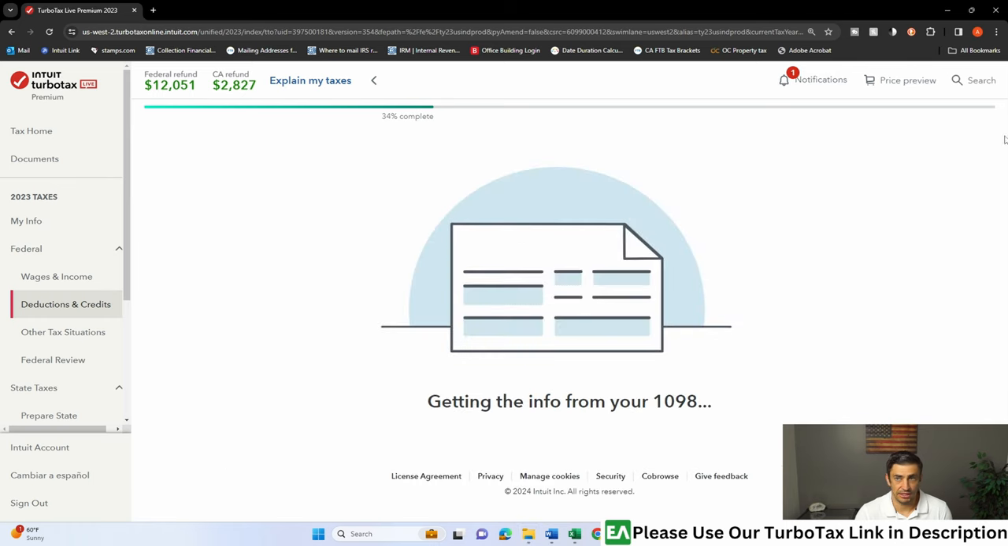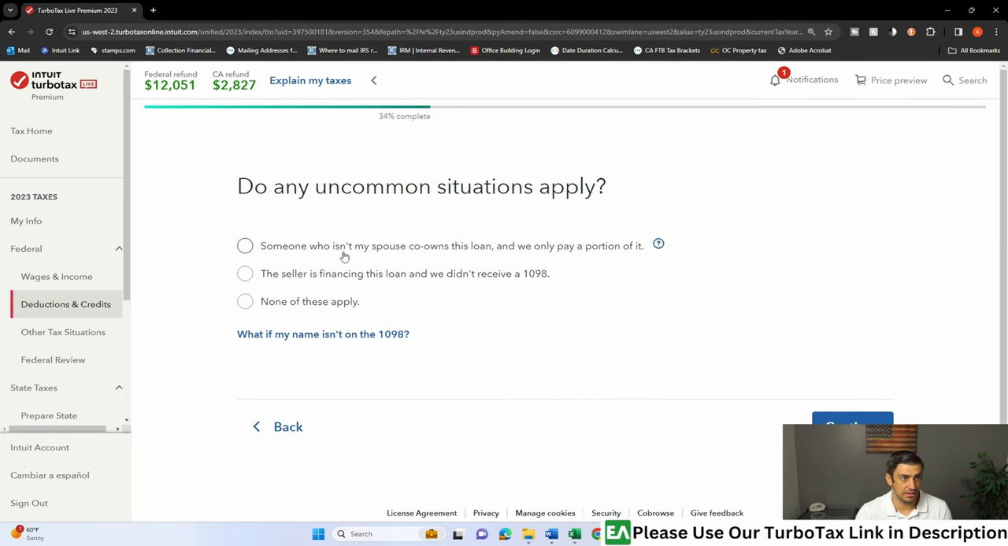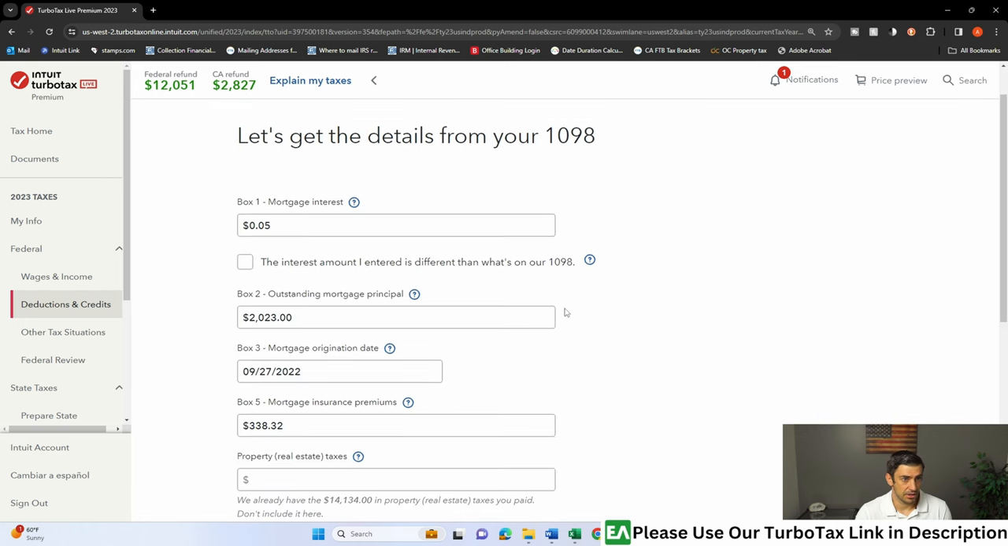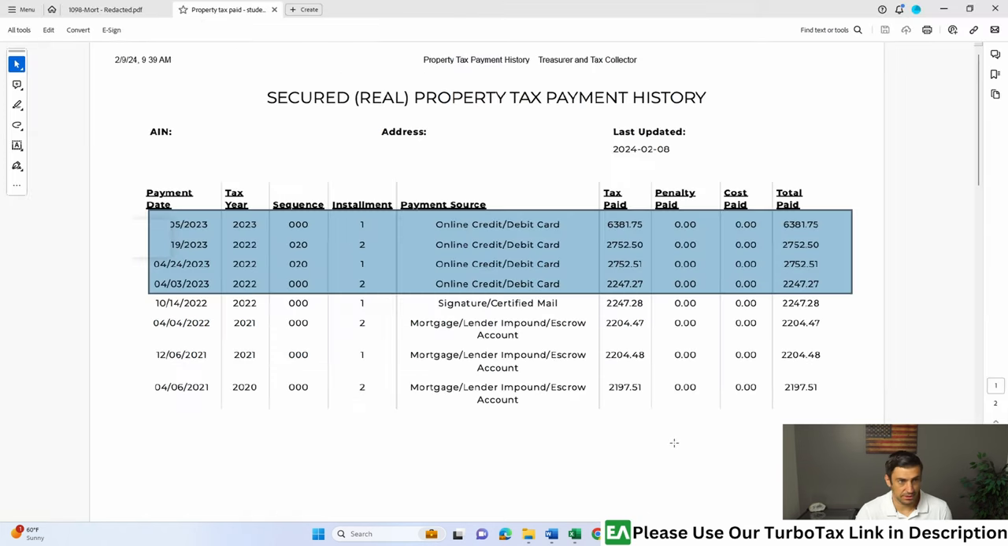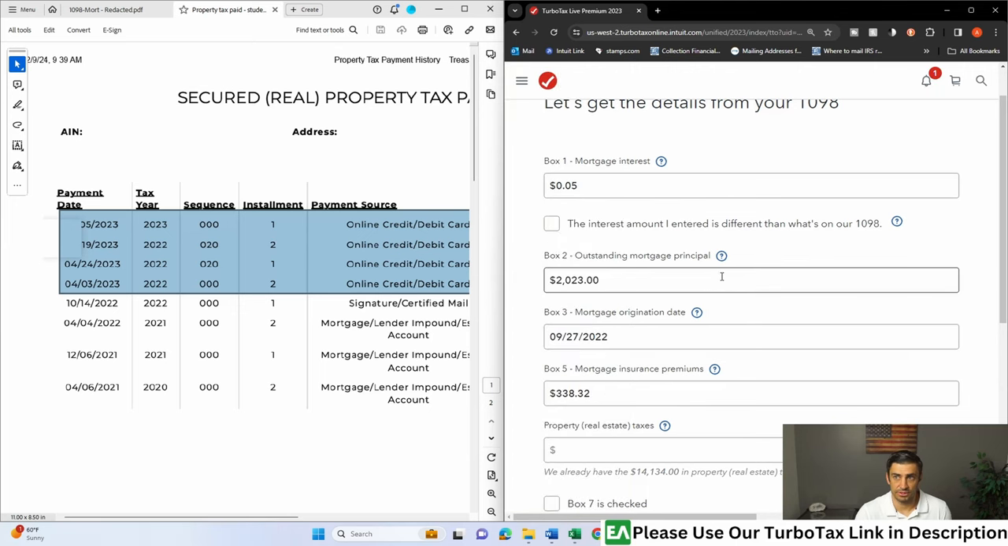Let's see how well TurboTax does here. Since I redacted this, it's not picking up the name. I'm just going to type in bank, hit continue. Uncommon situation: is the seller financing this loan? No. Does someone who isn't my spouse co-own this loan? No, none of these apply here. Look at this, it looks like it didn't pick it up properly. So let's do a side-by-side here and make sure we get this inputted correctly.